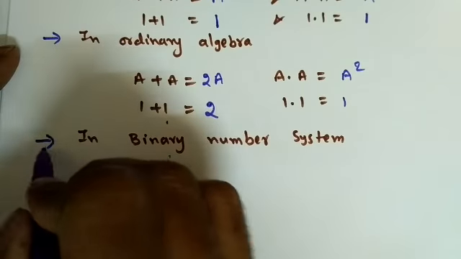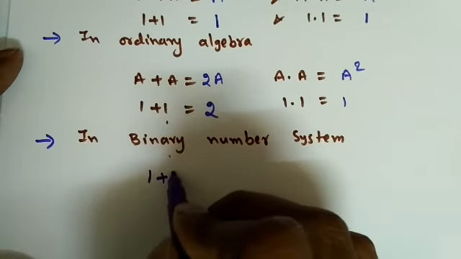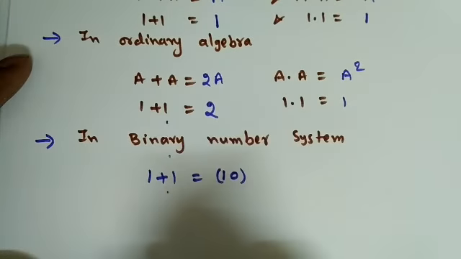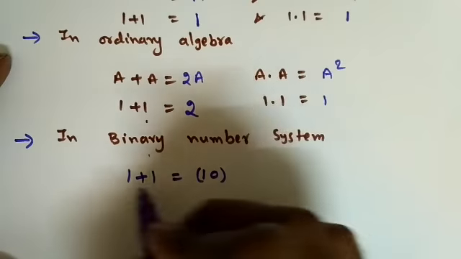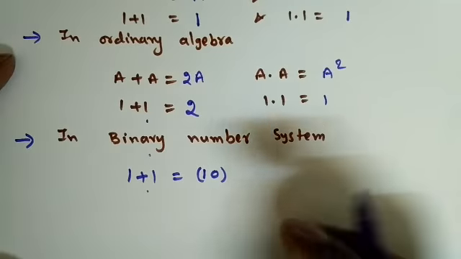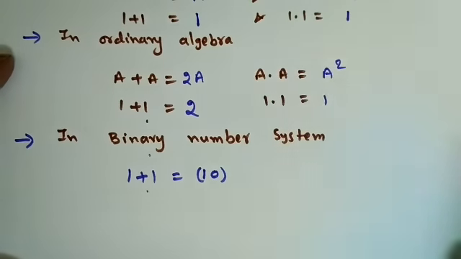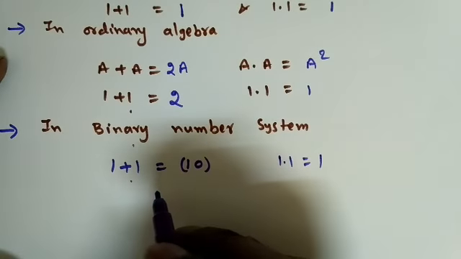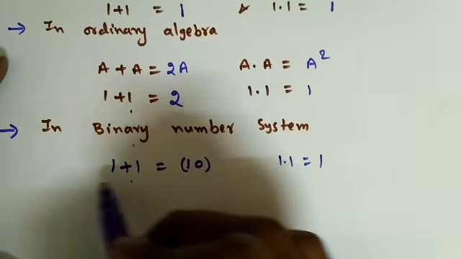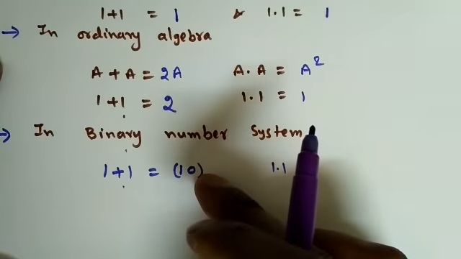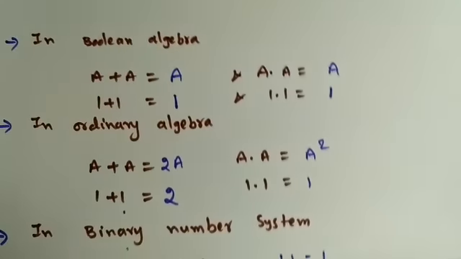Now in the binary number system, what do we do? Suppose I take 1 plus 1, it is not 2. What is the equivalent? It is 1 0. Now, 1 into 1 in the number system also, when you multiply, you will get 1 only. That is another case. So 1 plus 1 is not 2 as in ordinary algebra, nor 1 as in Boolean algebra. It is 1 0 in the binary number system. This is the difference between these.